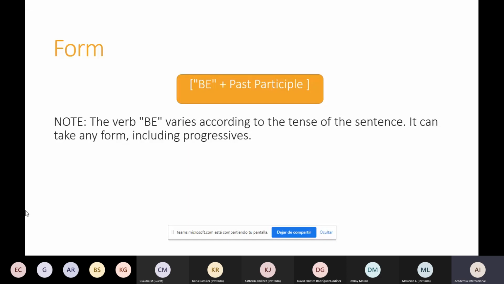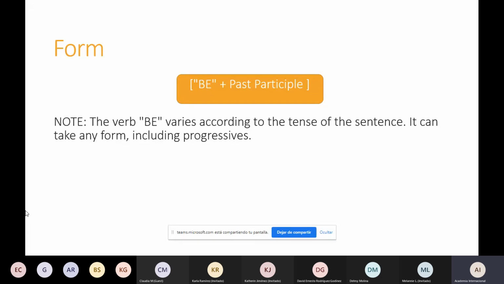Ojo, no sé si realizaron en el chat, les envié I sent the list today. Si no me equivoco, se los envié la lista de los verbos irregular verbs. Ahí aparecen, son como 5 páginas y ahí está el past participle of the irregular verbs. Así que también los van a utilizar en esta unidad. The verb be varies according to the tense of the sentence. It can take any form, including progressives.